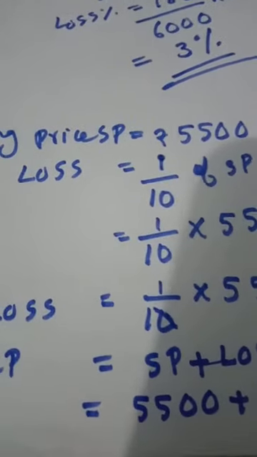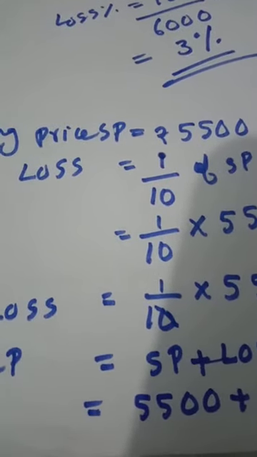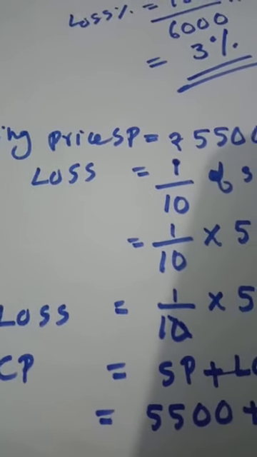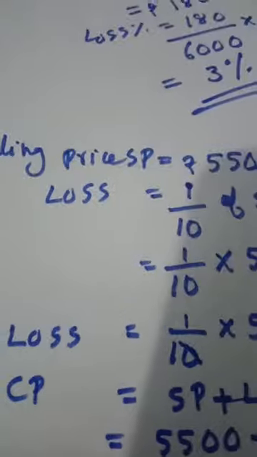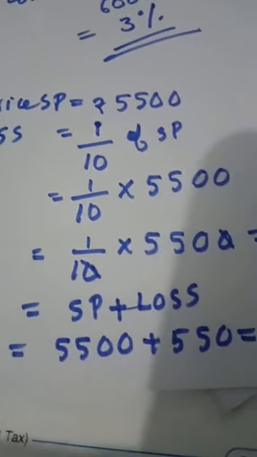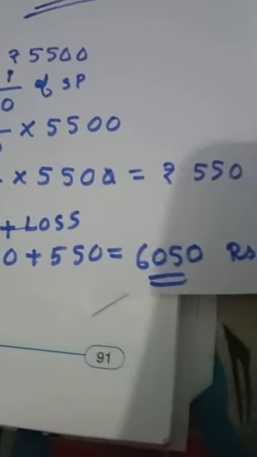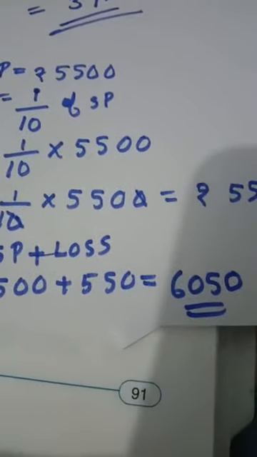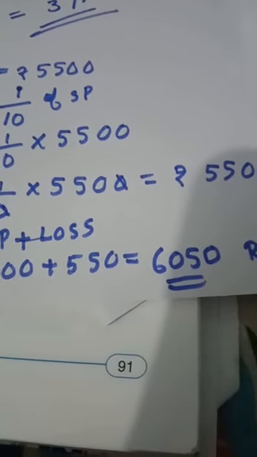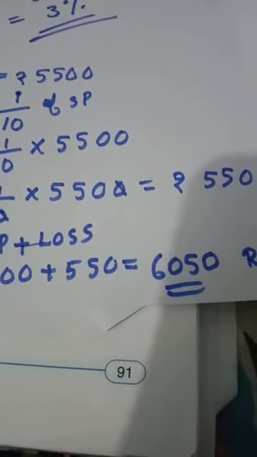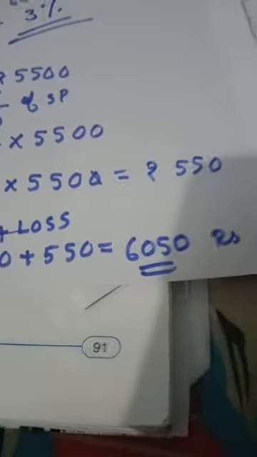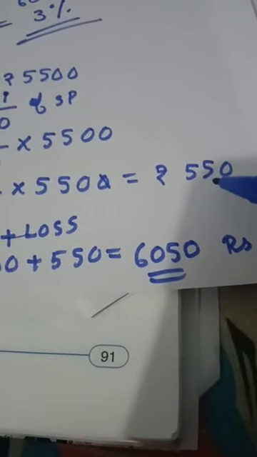When we sell an item at a low price, then we suffer a loss. So SP is less. In that case, CP is greater. To get the greater quantity, we add SP plus loss. So 5500 plus 550 is 6050. CP 6050, SP 5500. Then what is the loss? CP minus SP. 6050 minus 5500 is 550. Okay, our answer is correct.